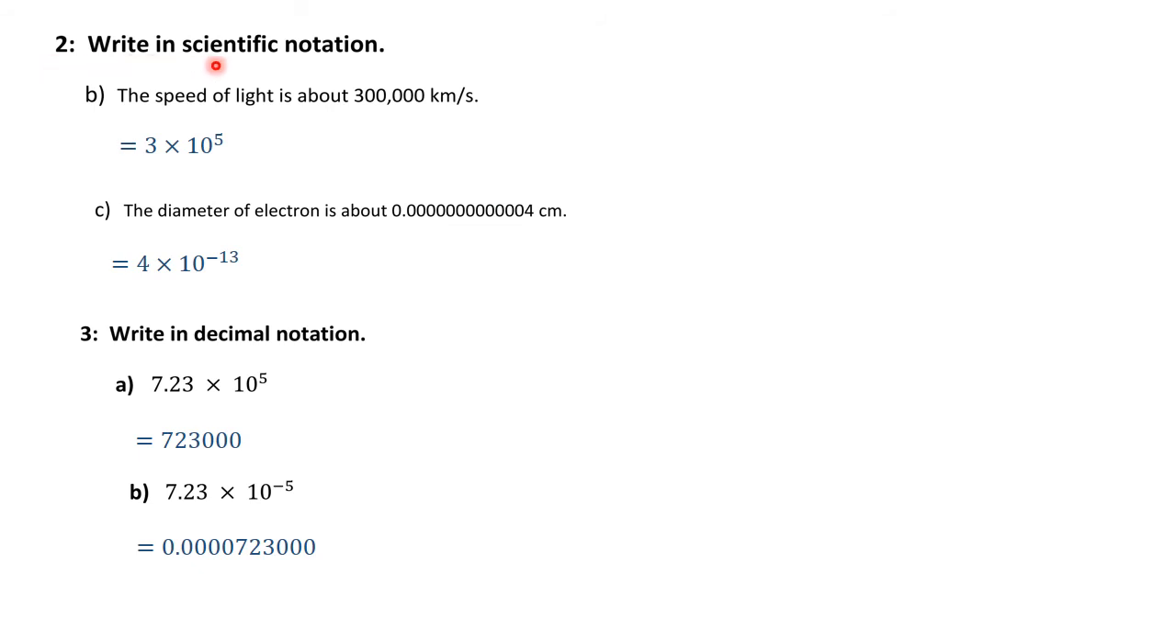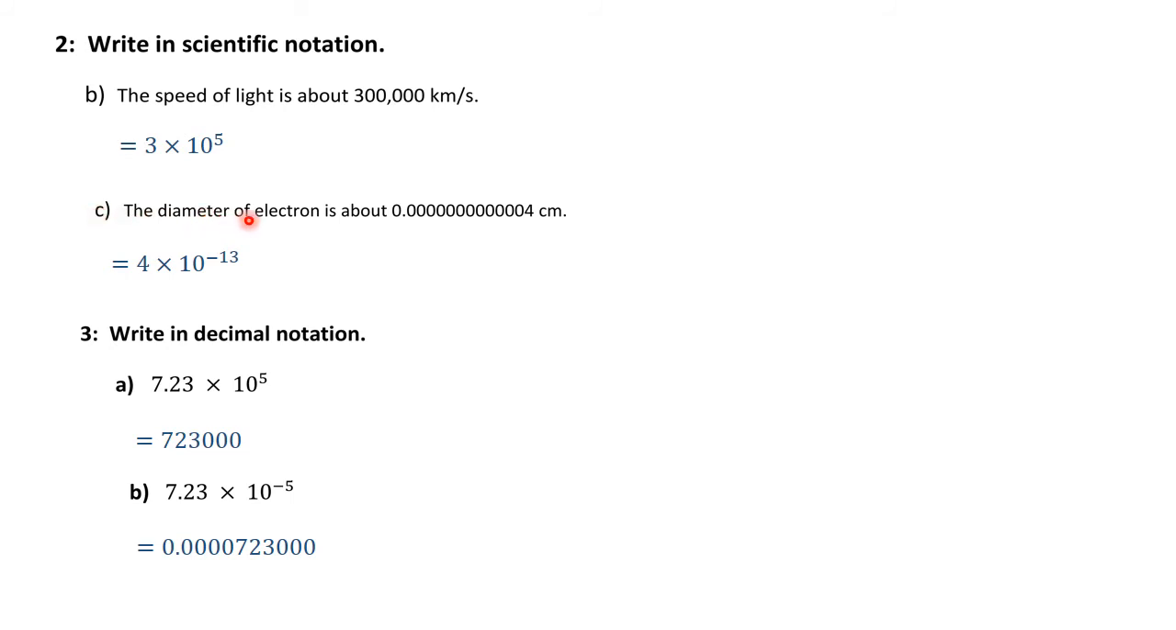Number 2, write in scientific notation the speed of light is about 300,000 kilometers per second. So the number is 300,000. Decimal point is here. We have to move it towards left. How many places? 1, 2, 3, 4, 5. 5 places. When we move decimal point to left, the power is positive. So 10 to the power 5 times 3.